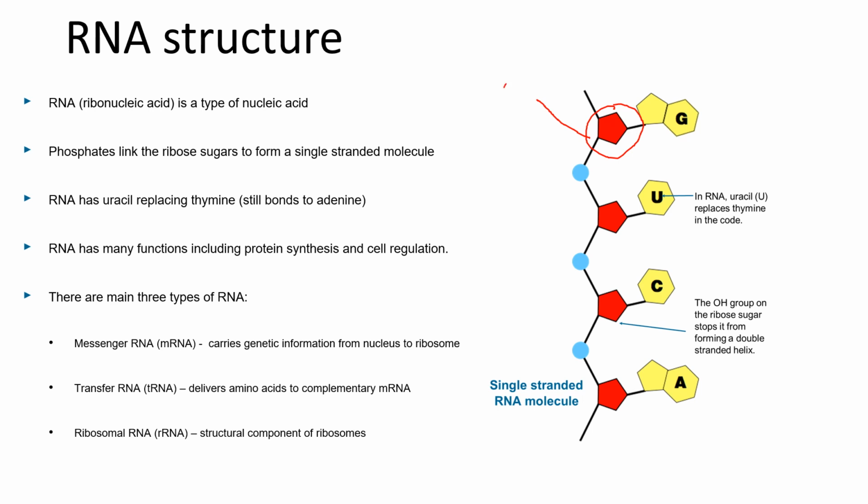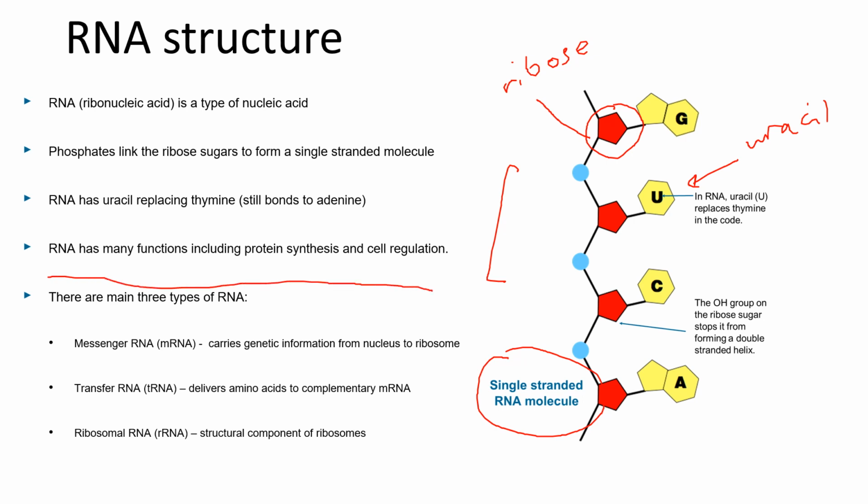Another difference is that we have the ribose sugar here instead of the deoxyribose sugar. So it's a different sugar that we use in RNA. You can also see that we have replaced our thymine with uracil. Okay, so that's another key difference that we've learned about. And like I said, it is single-stranded. Okay, so that's another key difference. So like it says here, RNA has many functions. When we learn about how proteins are actually made, this is when RNA comes into play.